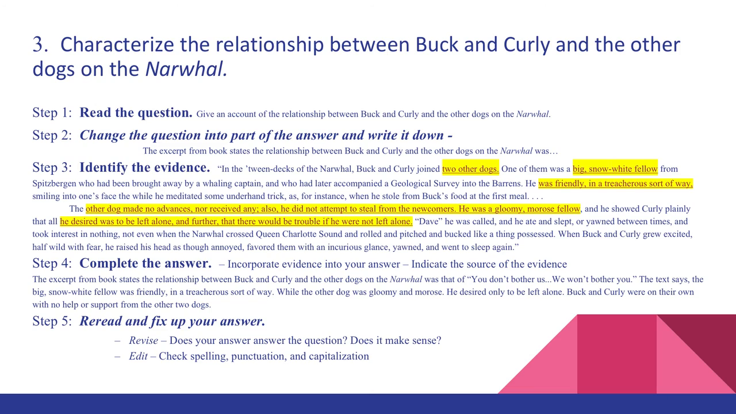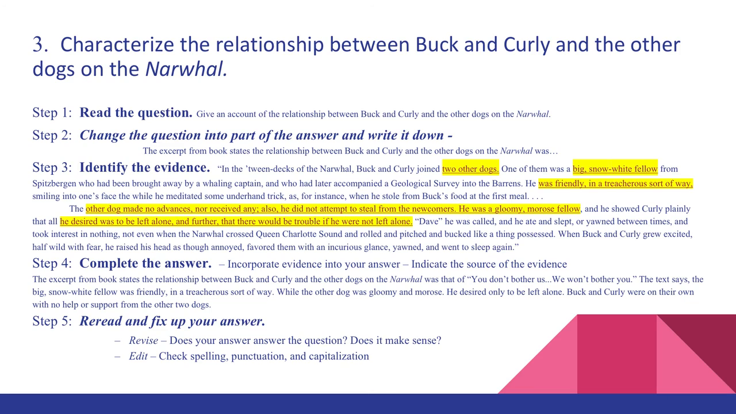So I had to go back into my passage and find the evidence. Okay, so highlighted and underlined are my other pieces of evidence that I found in order to characterize the relationship. Okay, so step four says I need to complete my answer by incorporating the evidence and indicating the source. So this is what I wrote. It said the excerpt from the book states the relationship between Buck and Curly and the other dogs on the Norwell was that of you don't bother us, we won't bother you.